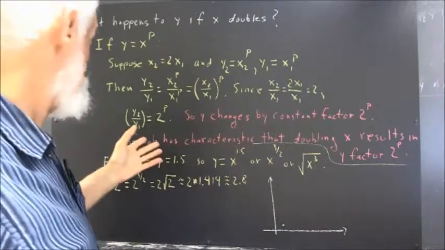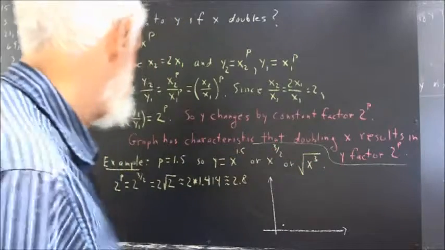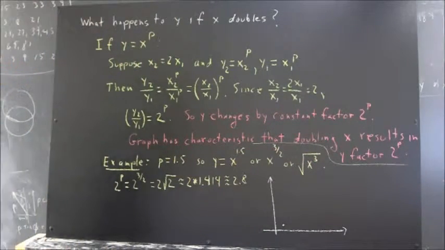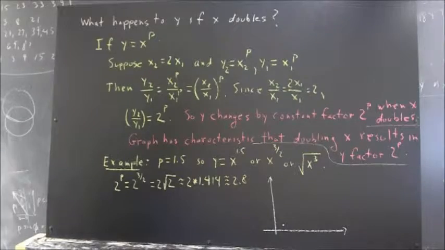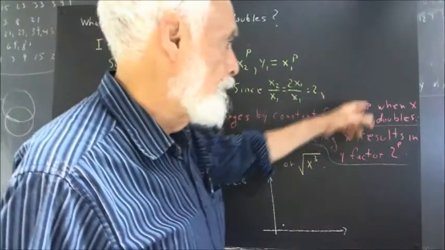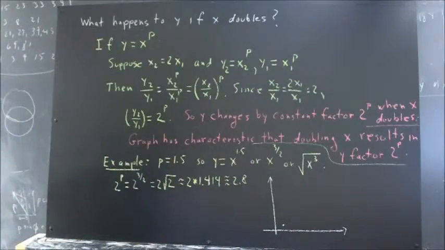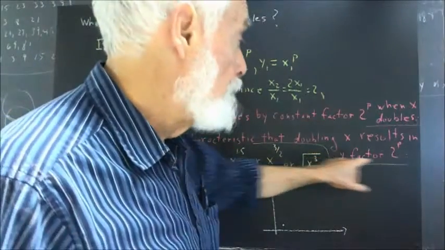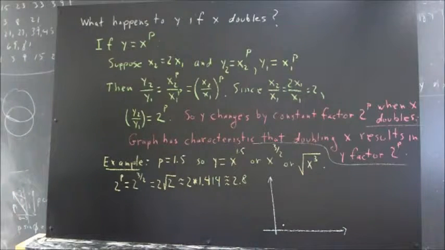This tells us then that y changes by the constant factor 2 to the p. And I didn't really complete that statement. Let me write the rest of that statement down there. Okay, again, y changes by constant factor 2 to the p when x doubles. The graph therefore has the characteristic that doubling x results in a y factor of 2 to the p, using the language we've used in this course.